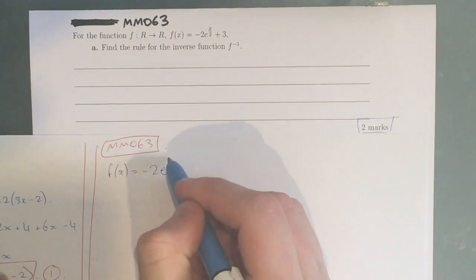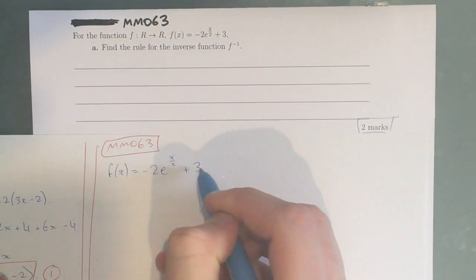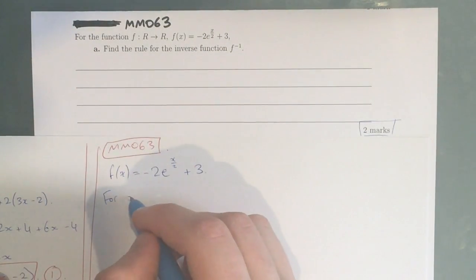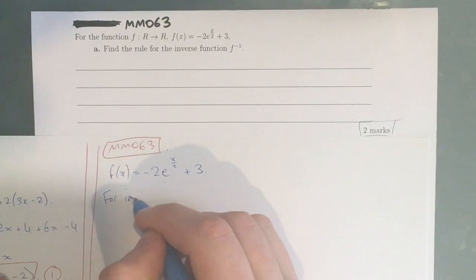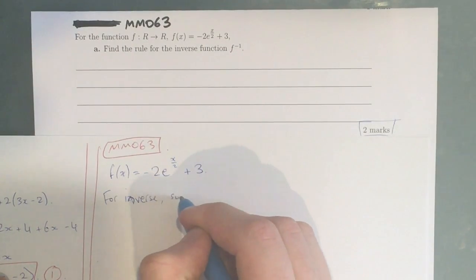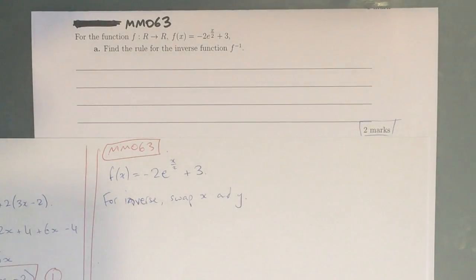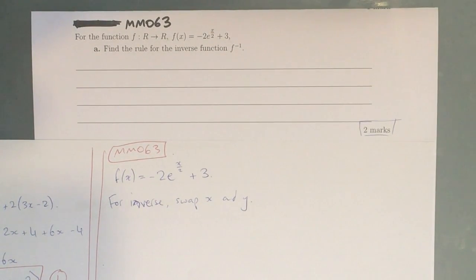f of x equals negative 2e to the power of x on 2 plus 3. So we need to write this in a short answer question. For inverse, swap x and y. We need to write this because if we don't write this and then swap x and y to find the inverse, we've just created a random function that doesn't actually correspond to anything that's going on.